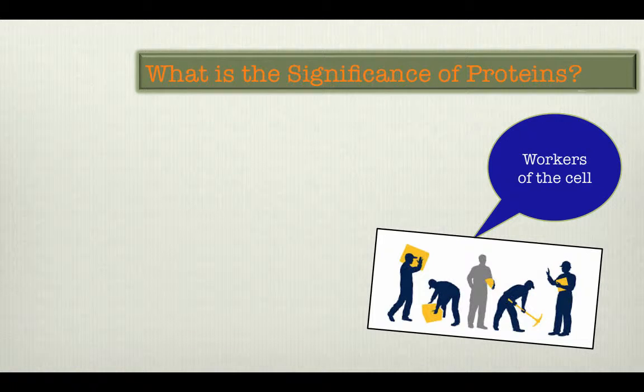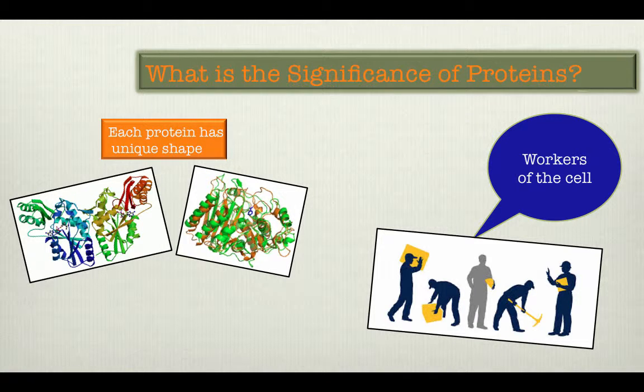Okay, so we know that proteins are effectively the food that is created from the DNA recipe. What is the significance of proteins? Basically, proteins are the workers of the cell. They play a central role in every single process that goes on within a cell. Each has its own unique shape, size, and function. There are millions of proteins contained within your cell.